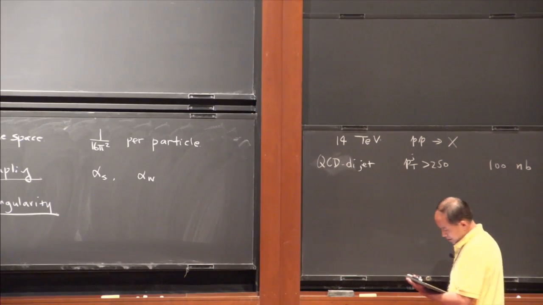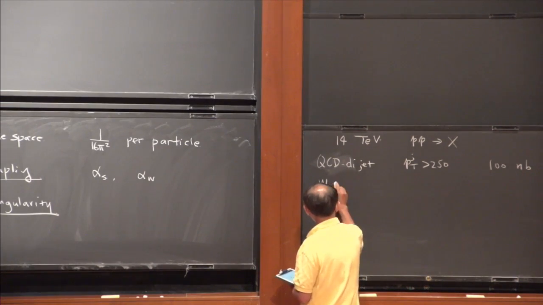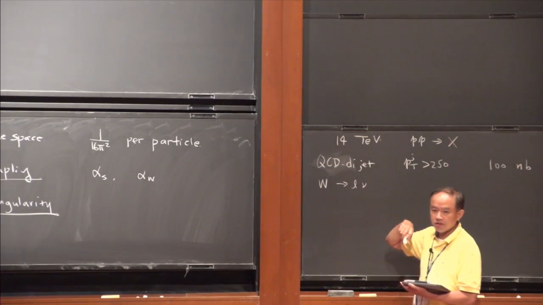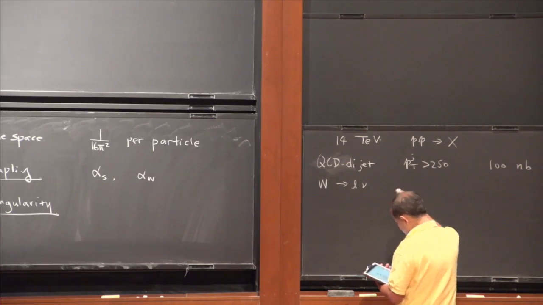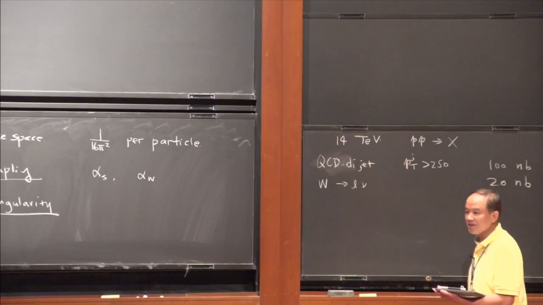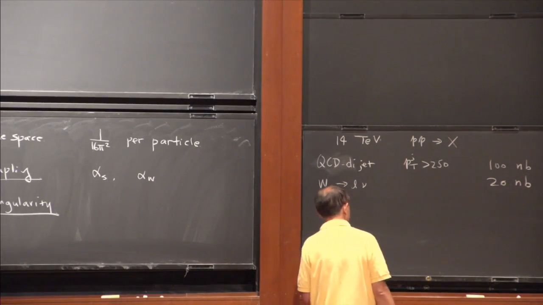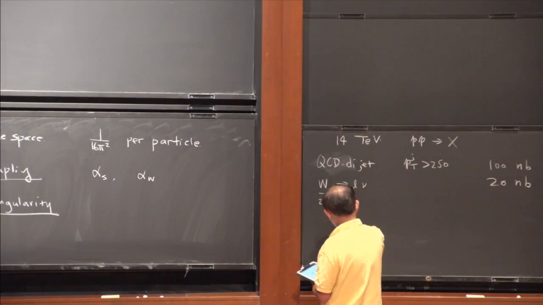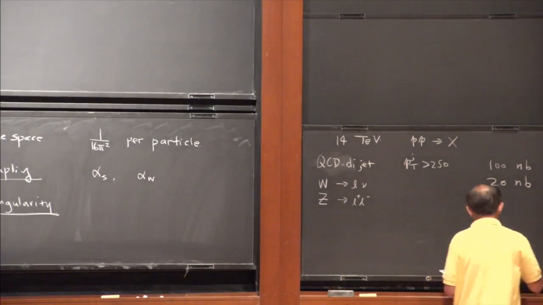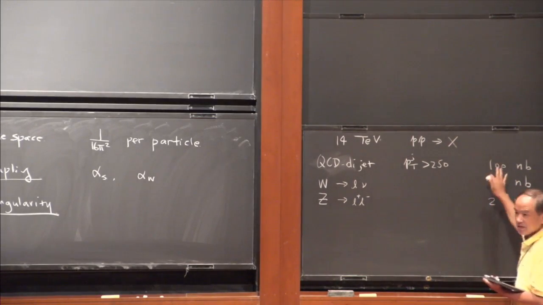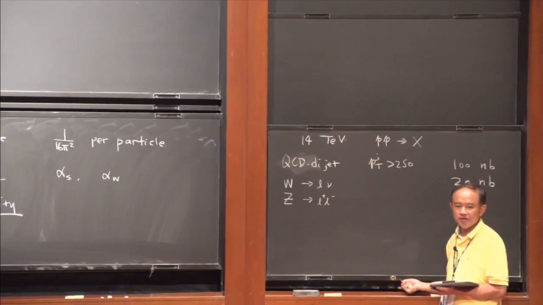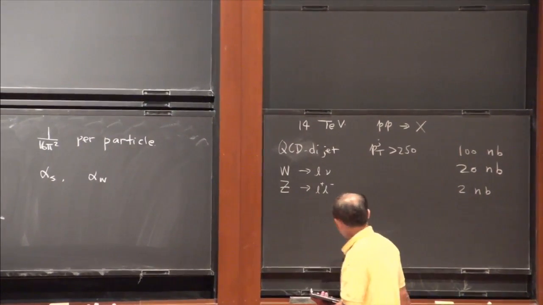And W goes to l nu. It means that I have q q-bar produce a W decaying to lepton and neutrino. So that's a very useful channel, and also an important background to many things. So 20 nanobarn, and Z going to charged leptons is about 2 nanobarn. This is just rough numbers, not precise. You can look up the real number. I'm just trying to round as much as I could.